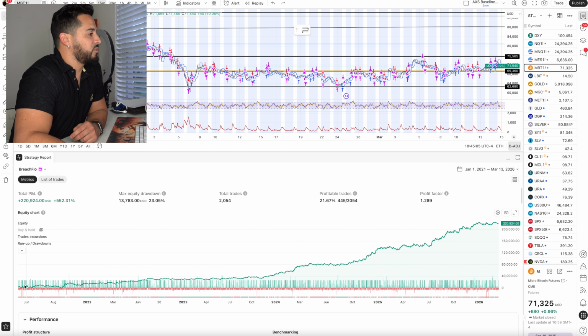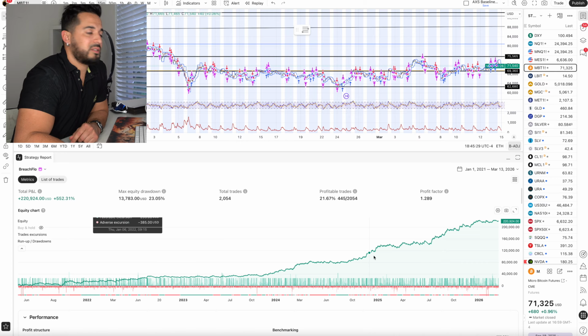With a $50,000 account, you would have made a profit of $220,924. That's a pretty big profit on a $50,000 account, about 4x or more your money. And the maximum historical drawdown in all of that time period was $13,783.